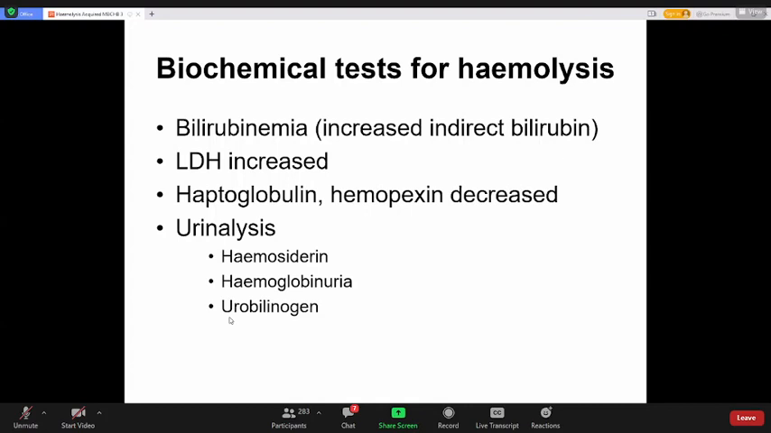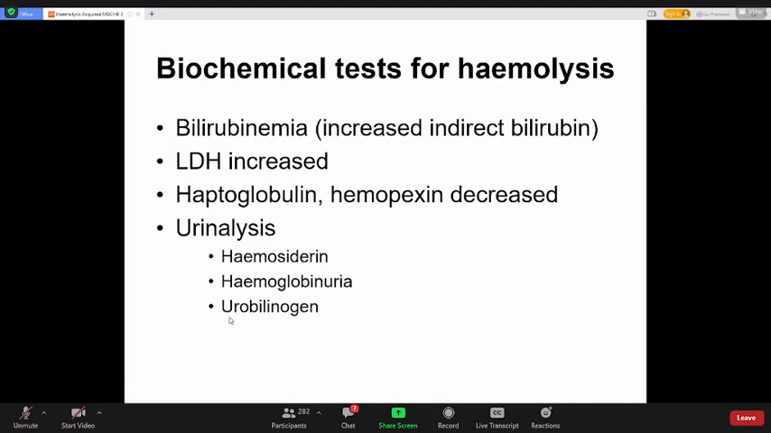Hemopexin also, at a smaller concentration, is a protein that complexes with altered or oxidized hemoglobin for excretion. So also that decreases. And then when you look at a urine sample, you can detect hemosiderin. You can get hemoglobinuria. You can get free hemoglobin in urine.